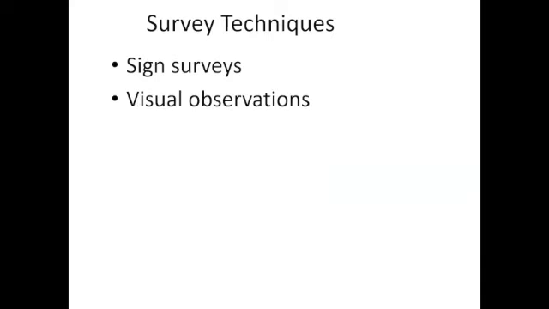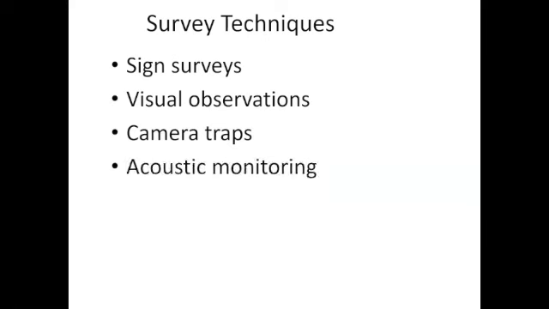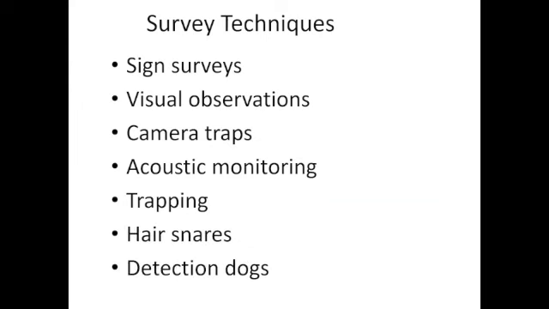Okay, so there are all different types of survey techniques to get at these data. And I'm just going to give you a quick overview of some of those and all the ways we can use these. So sign surveys, visual observations, camera traps, acoustic monitoring, trapping, kind of standard classic live trapping, hair snares, and detection dogs. So these are all the different types of surveys that, depending on the sampling scheme, can contribute to the data required for an occupancy modeling approach.